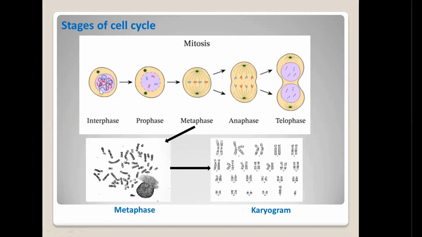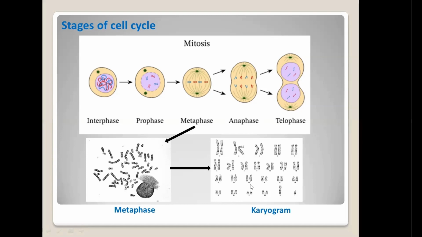In interphase, chromosomes are thin and longer. In prophase, they are relatively smaller and thicker. Then comes metaphase, in which chromosomes are very thick, quite short, and well spread. Then comes anaphase. In this, again, they are very small. So metaphase is the best to study chromosomes. So this is the metaphase spread, out of which we analyze the chromosomes and make the karyogram.